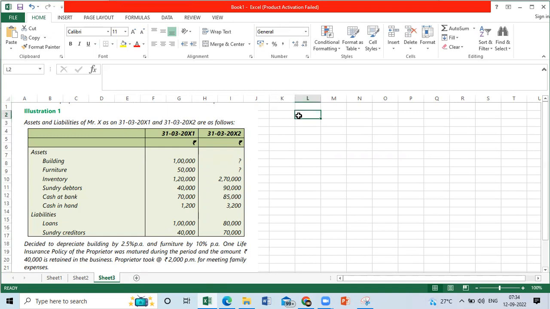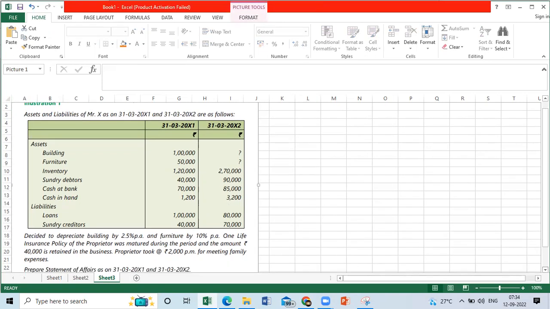Assets and liabilities of Mr. X as on 31st March 2011, 2021 and 2022 are as follows. Building, furniture, inventory, debtors, cash, bank. Liabilities में loans and creditors. Then they are given some additional information.